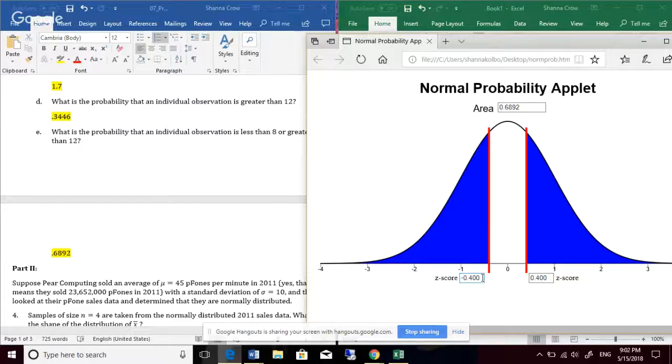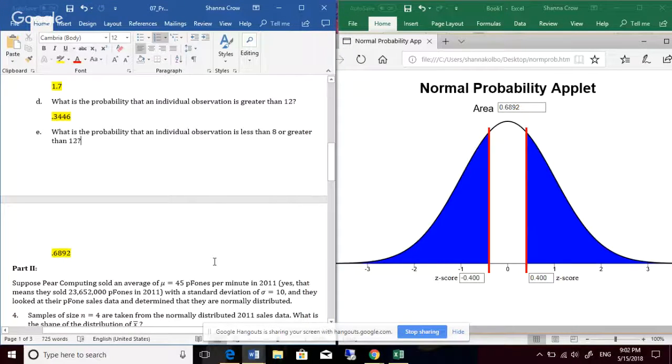Okay, cool. And so then you would know to highlight, because it wants everything. This is your z-score for 8, and it wants everything less, so you'd highlight that part. And then this is your z-score for 12, and it wants everything greater, so you'd highlight that part. Okay. Does that kind of make sense? It does. It makes sense when you're on the other line.